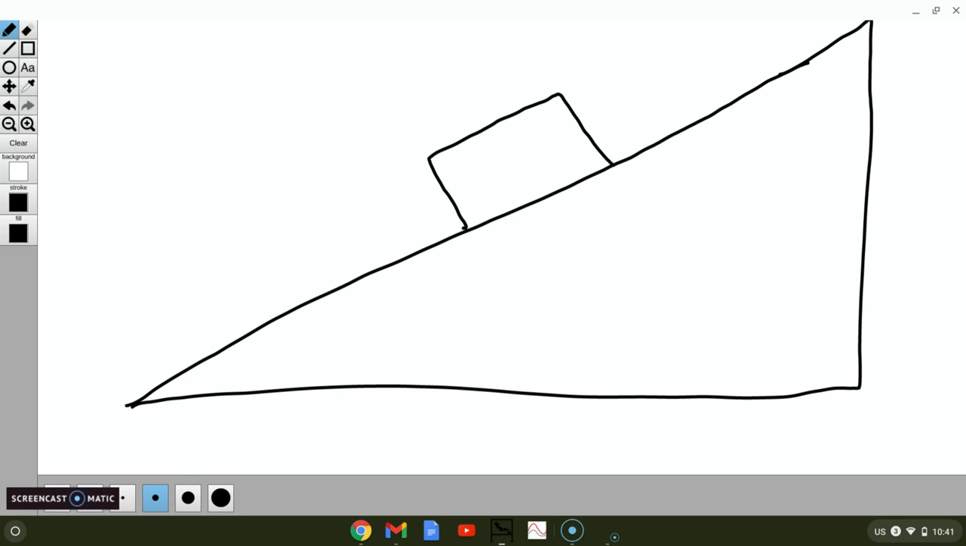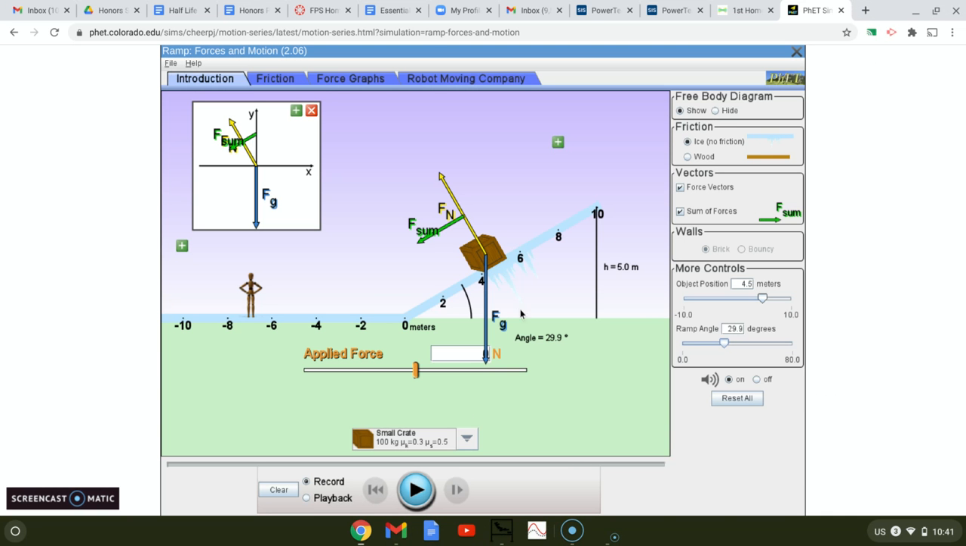Now, the other day, you were supposed to do a simulation, and this simulation looks like this. What you see here is some object on the ramp, the inclined plane. I have the free body diagram in the upper left. We see the force of gravity coming down, the normal force at this angle, and then the sum of all the forces, what we would call the net force, right here pointing down the incline.